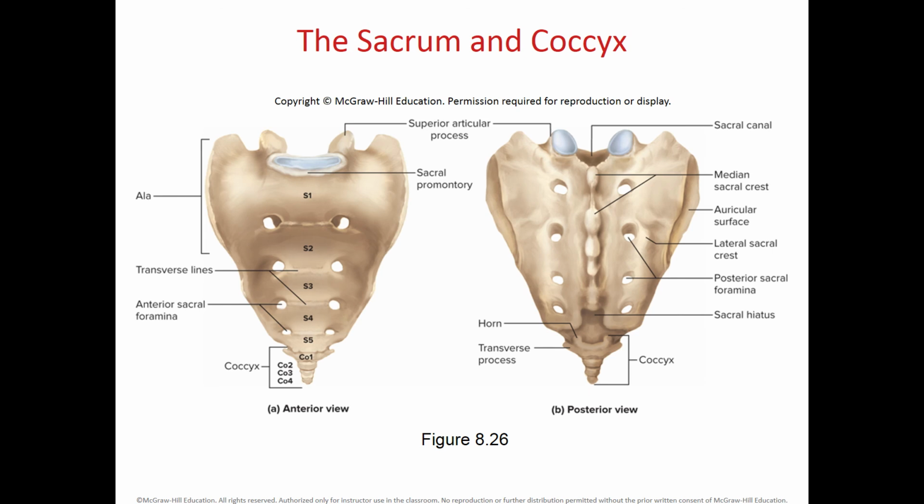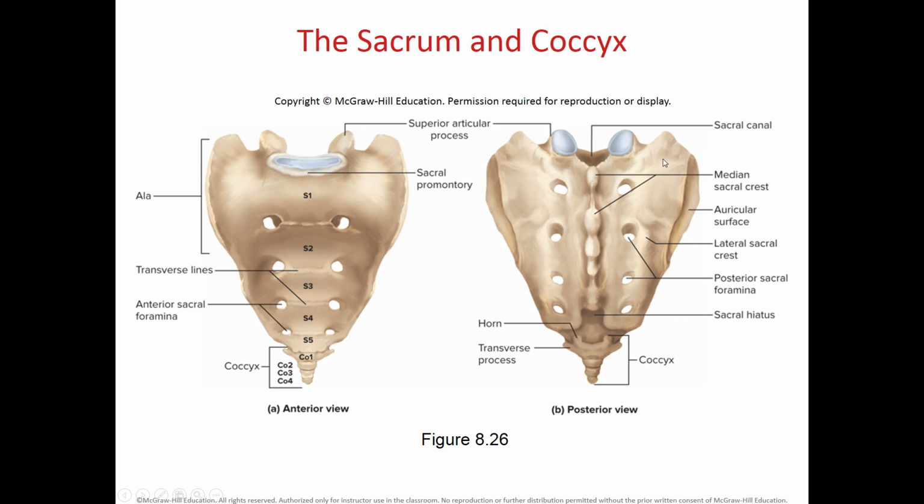So this is the anterior and posterior view of the sacrum and the coccyx. This will be S1, S2 through S5. This will be the transverse lines. This will be the anterior sacral foramina. This will be the ala. This will be the sacral promontory, and this will be the superior articular process that connects to the inferior articular processes of L5. And then this hole that you see here in between the superior articular processes will be the sacral canal that connects here with the sacral hiatus.